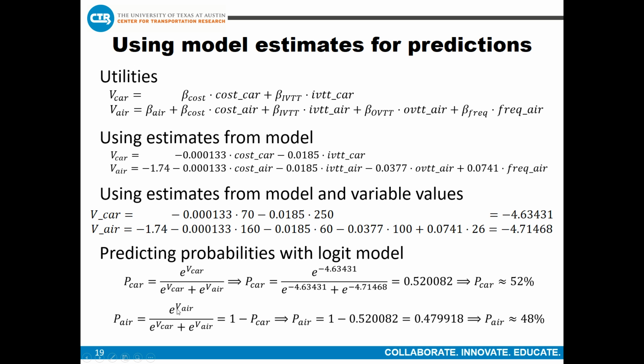And for our probability for air, we can just do the reverse, right? If this is utility of car on top, this is going to be utility of air on top. Or instead of doing that, the only two possibilities are car and air, so you can just do 1 minus probability of car. So probability of air is about 48%.